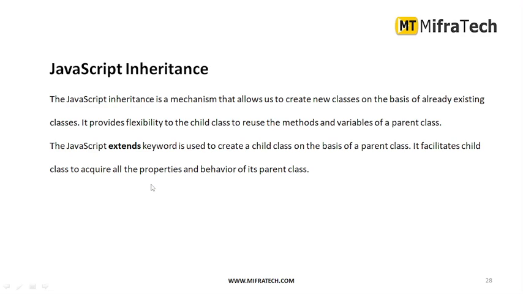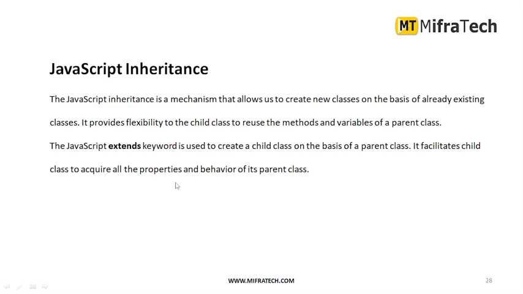JavaScript inheritance. JavaScript inheritance is a mechanism that allows us to create new classes on the basis of already existing classes. The creation of a new class from an existing class is called inheritance. It provides flexibility to the child class to reuse the methods and variables of the parent class.